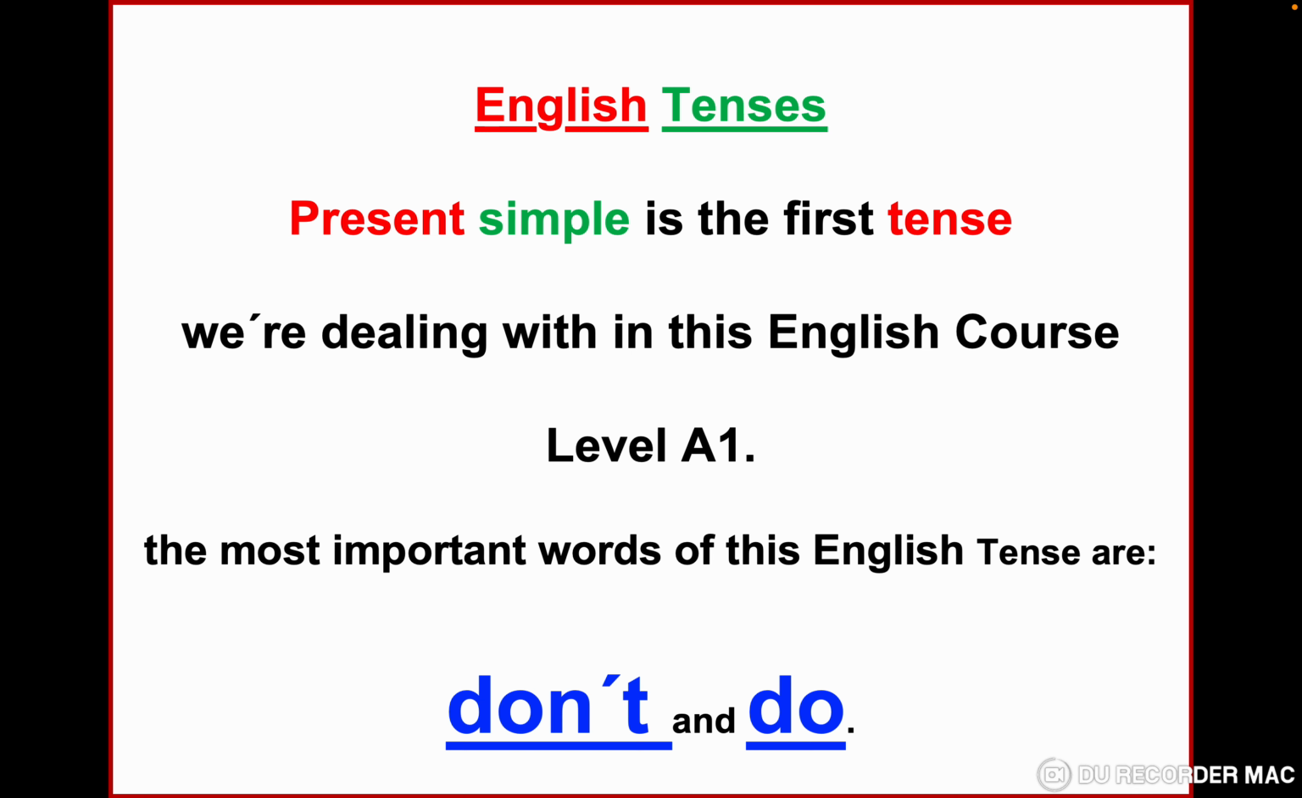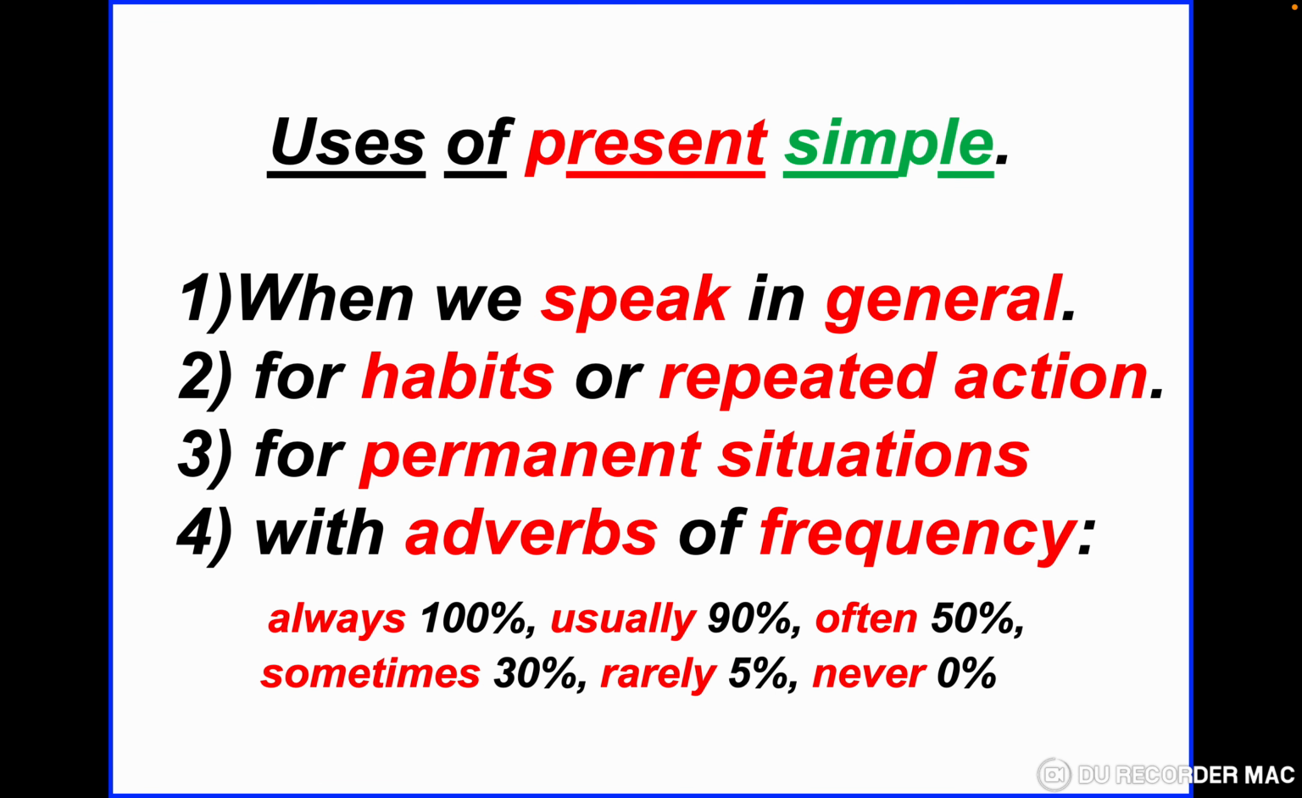English tenses. Present simple is the first tense we're dealing with in this English course, level 1, A1. The most important words of this English tense are don't and do. Uses of present simple. When do we use present simple? We use present simple when we speak in general.